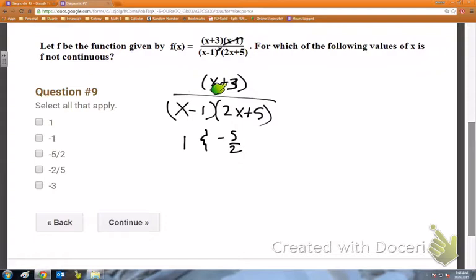The top doesn't matter really for us in terms of things that are not continuous, so that's okay. The only thing we care about is where the denominator is discontinuous, or in other words, where the domain does not exist. So our two answers are 1 and negative 5 halves.